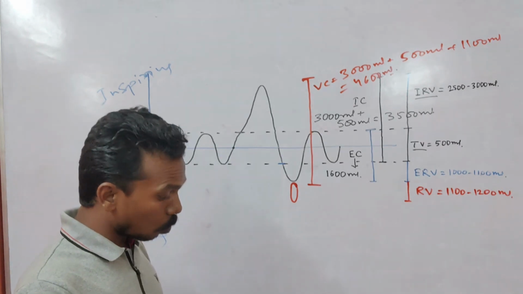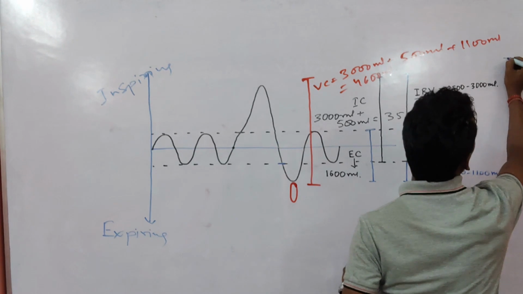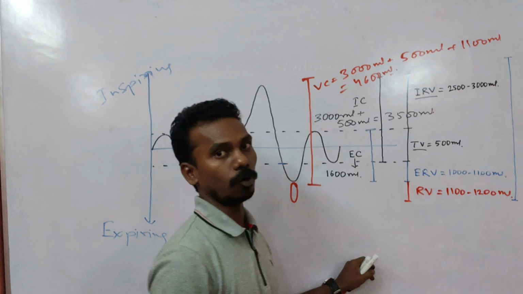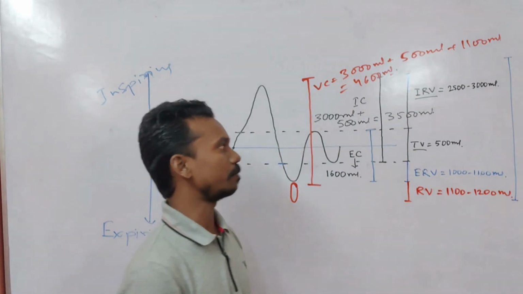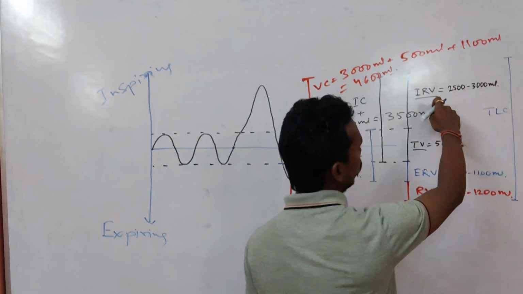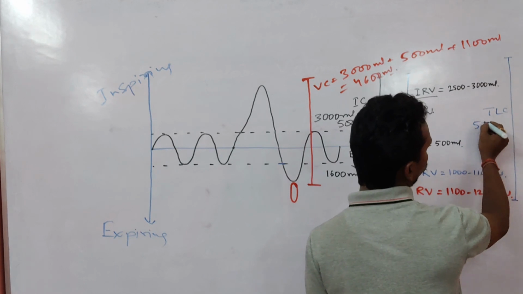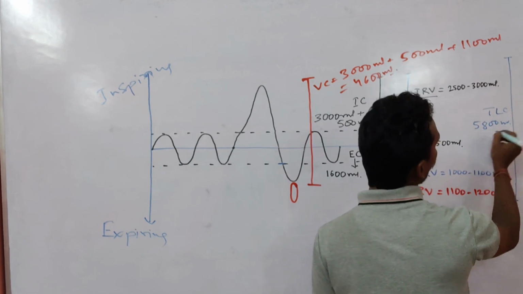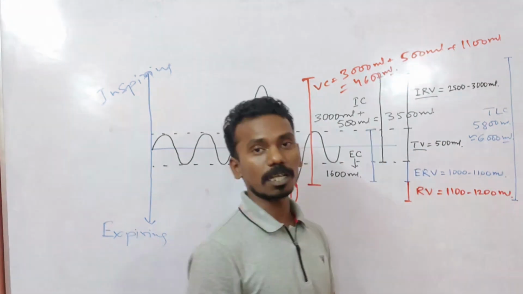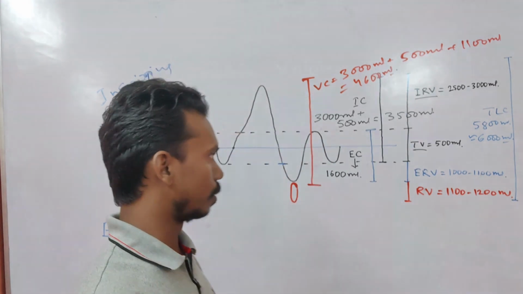Total lung capacity means you are also considering the residual volume. That means your total lung capacity is a summation of IRV, TV, ERV and residual volume, which is about 5800 ml, approximately 6000 ml. That means the total capacity of your lung to hold air is about 6 liters.